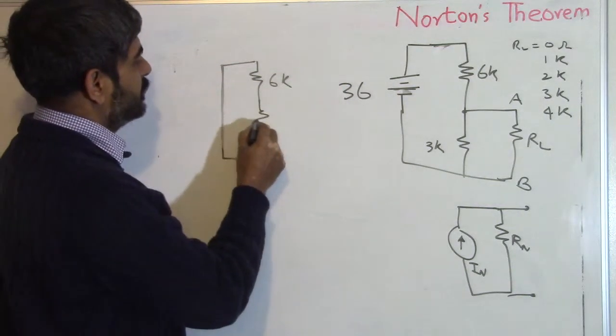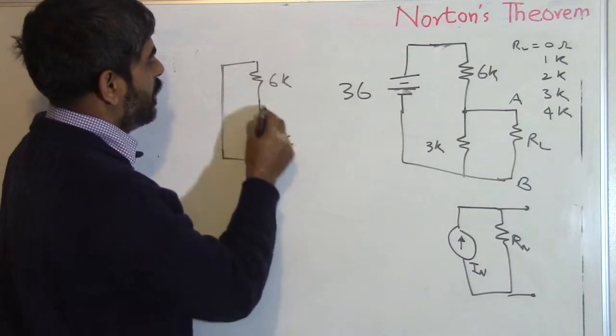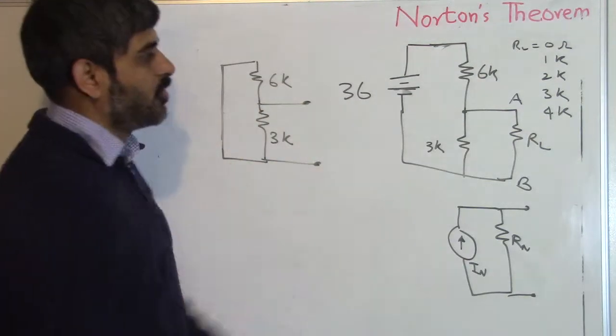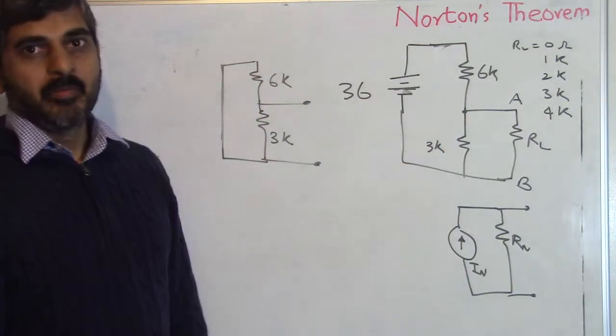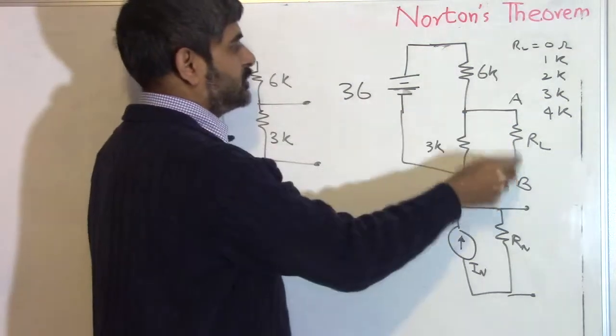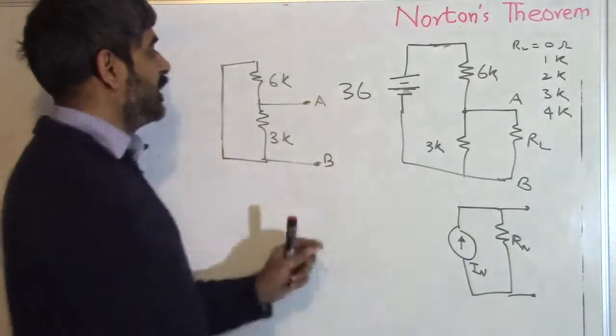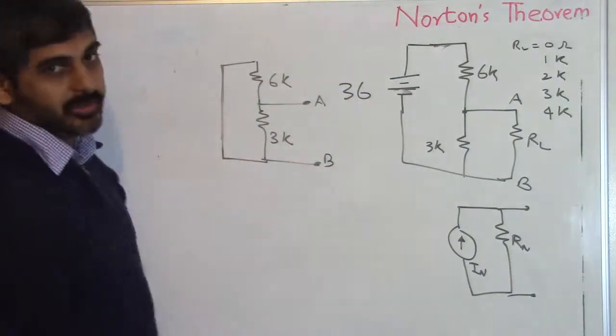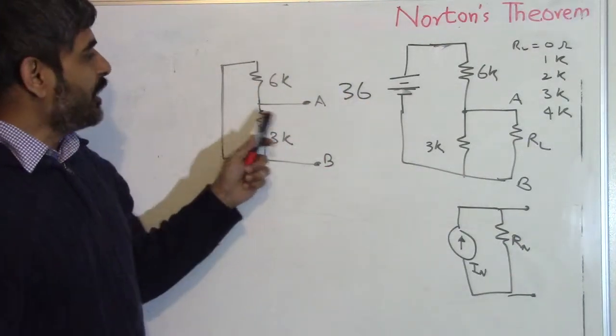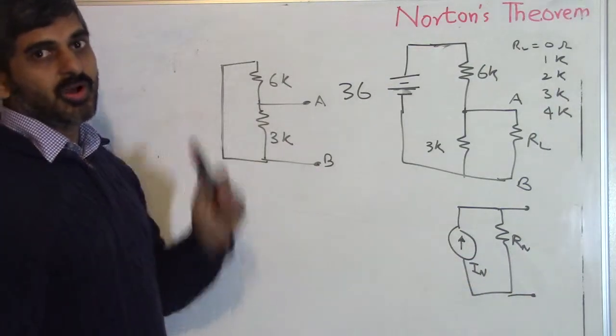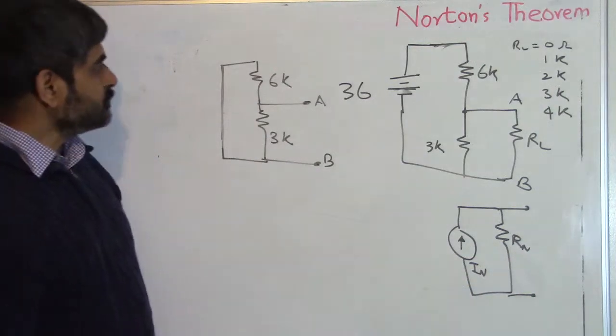We have a 3K resistor, and we have removed our load resistor from the picture, but retained the points on which this load resistor is connected, and we have connected a multimeter here, and we are trying to measure what is the resistance here. This is what is our Norton resistor. We also call it Thevenin's resistor.